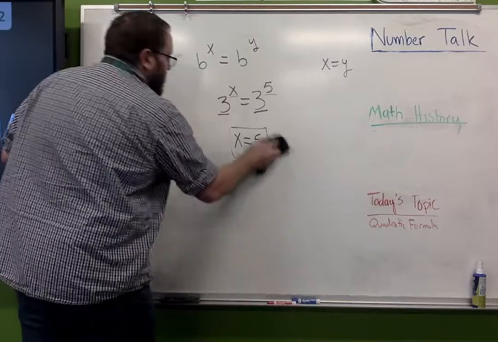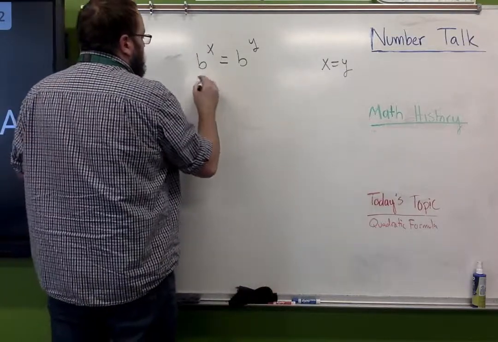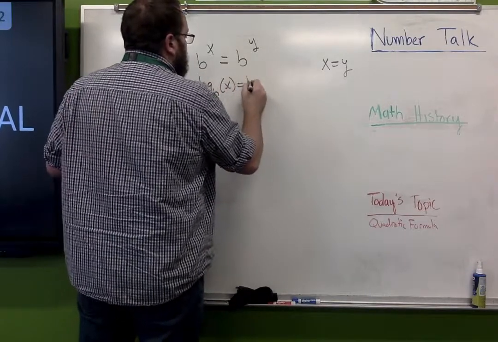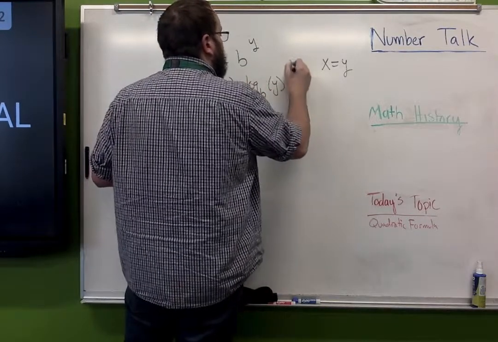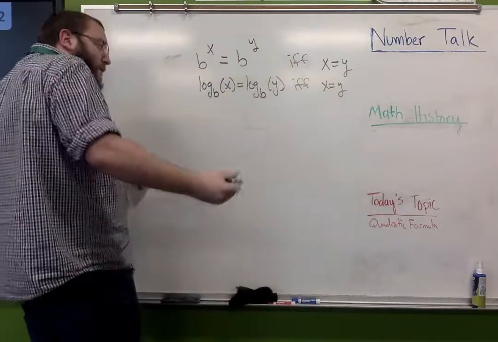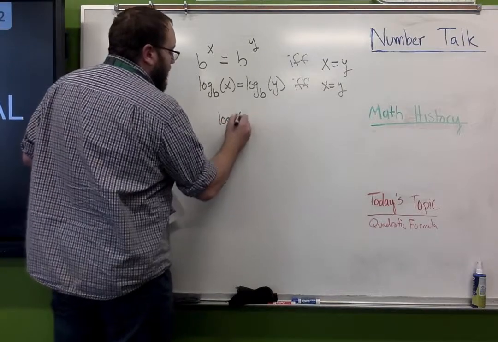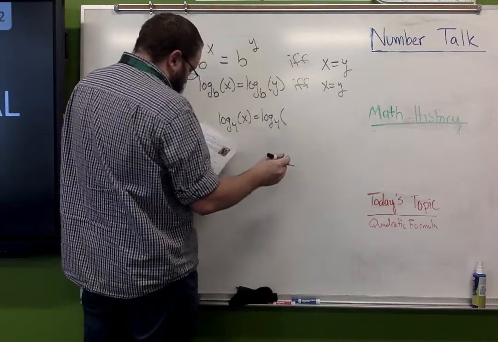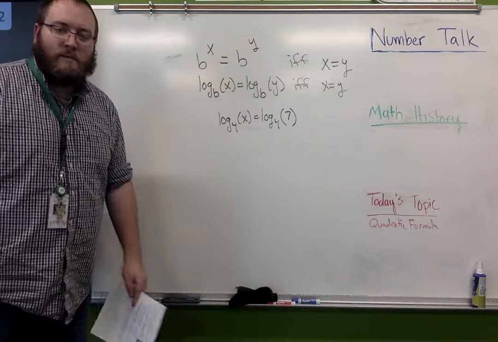Same with logarithms. So for example, log base b of x is equal to log base b of y if and only if x is equal to y. Which makes sense. So if I have log base 4 of x is equal to log base 4 of 7, and I want to find out what x equals.